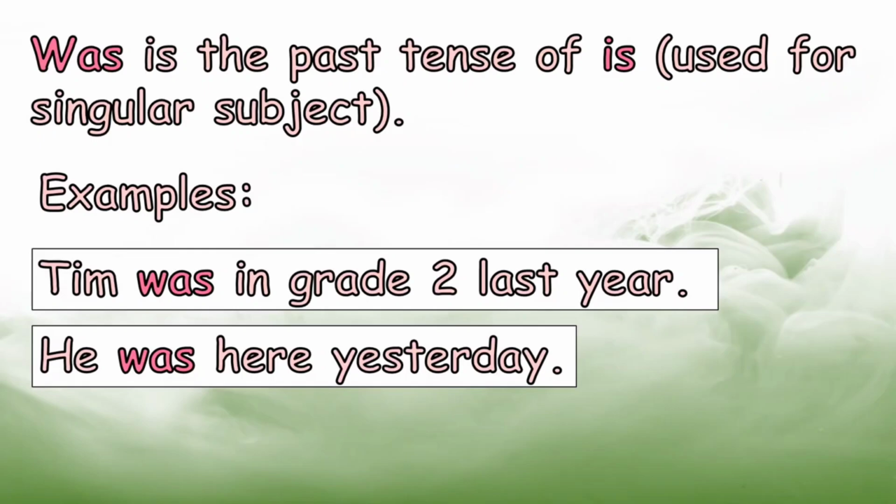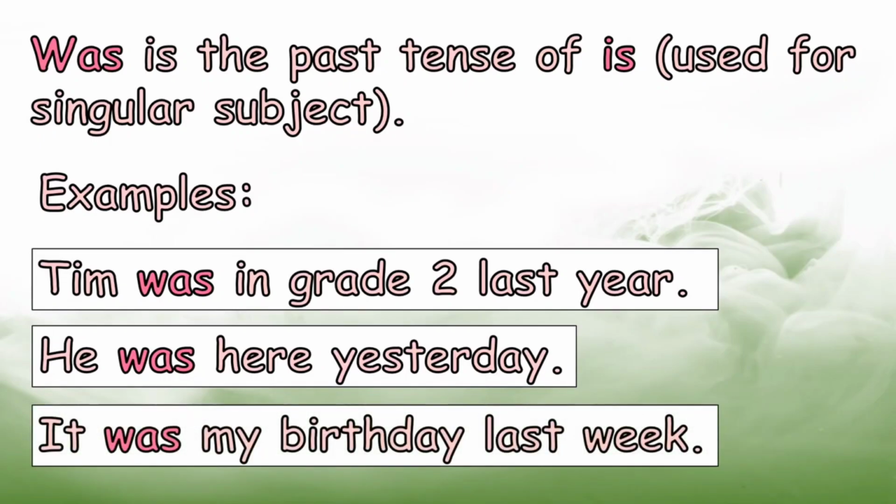Next example: it was my birthday last week. We have the time signal here, last week. So the event, a birthday, already happened last week. So we will use the past tense of the verb. Our subject here is it. It is a singular pronoun subject. It was my birthday last week.